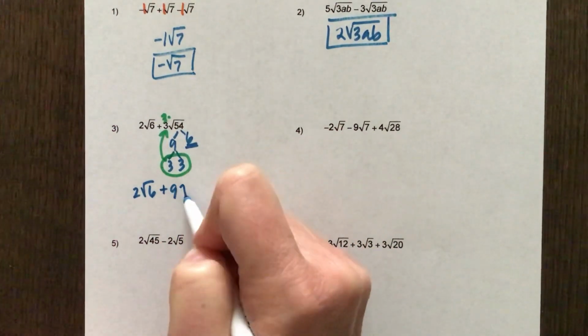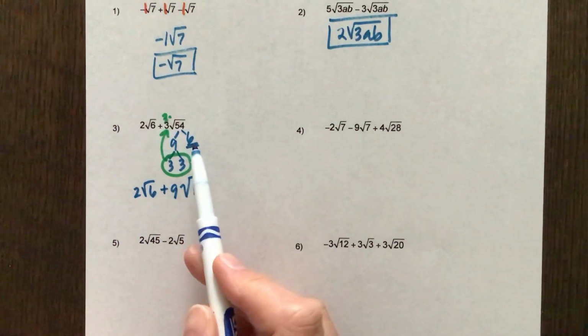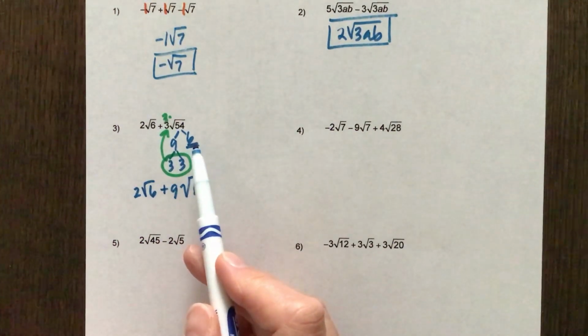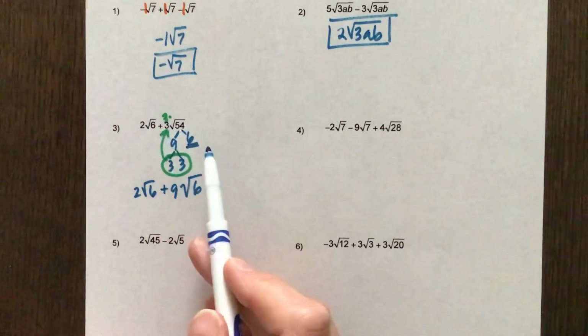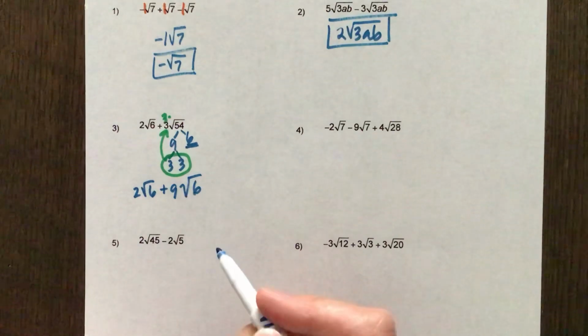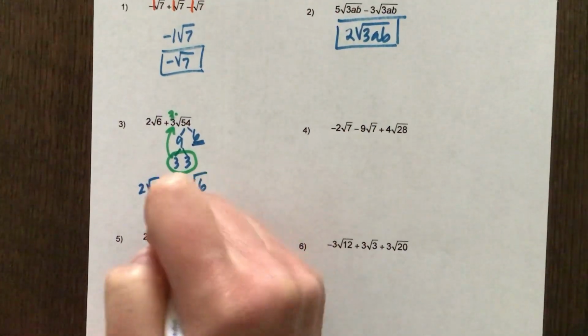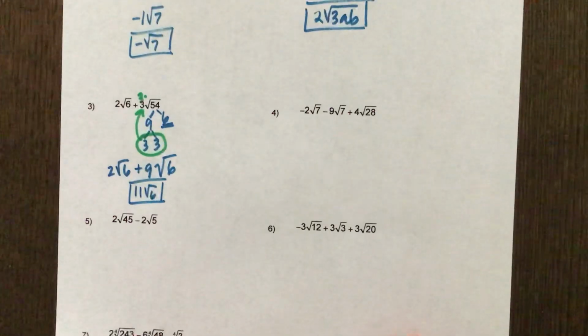And then I'm going to have my leftover 6 inside of there. Again, I didn't break that down any further because I don't really want it to be different. I want that 6 to match. So I've got 2 times the square root of 6 plus 9 times the square root of 6, which gives me 11 times the square root of 6 as my final answer.